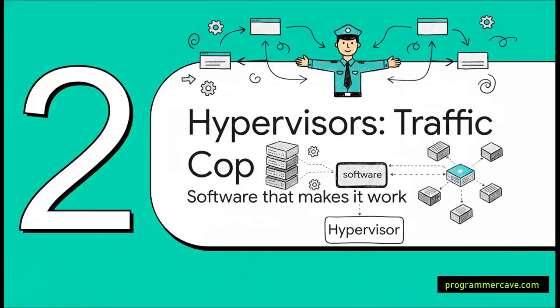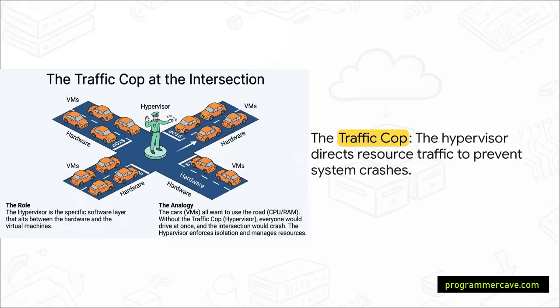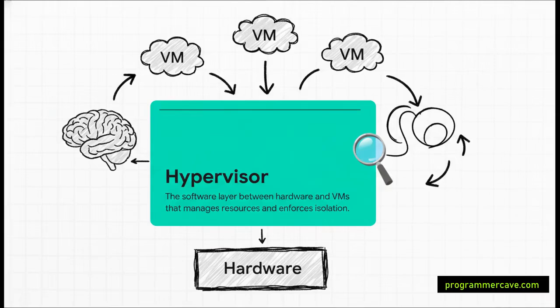Now, this whole process of juggling multiple VMs needs a manager, right? You need a piece of software to orchestrate everything. And that piece of software is what we call the hypervisor. Probably the best way to think about a hypervisor is like a traffic cop at a really busy intersection. The cars are all the virtual machines, and they all want to use the road, which is the CPU and the RAM. The hypervisor is the one directing traffic, telling one VM, hey, you wait, while letting another one go. It makes sure they don't crash into each other while they're all sharing the same physical hardware.